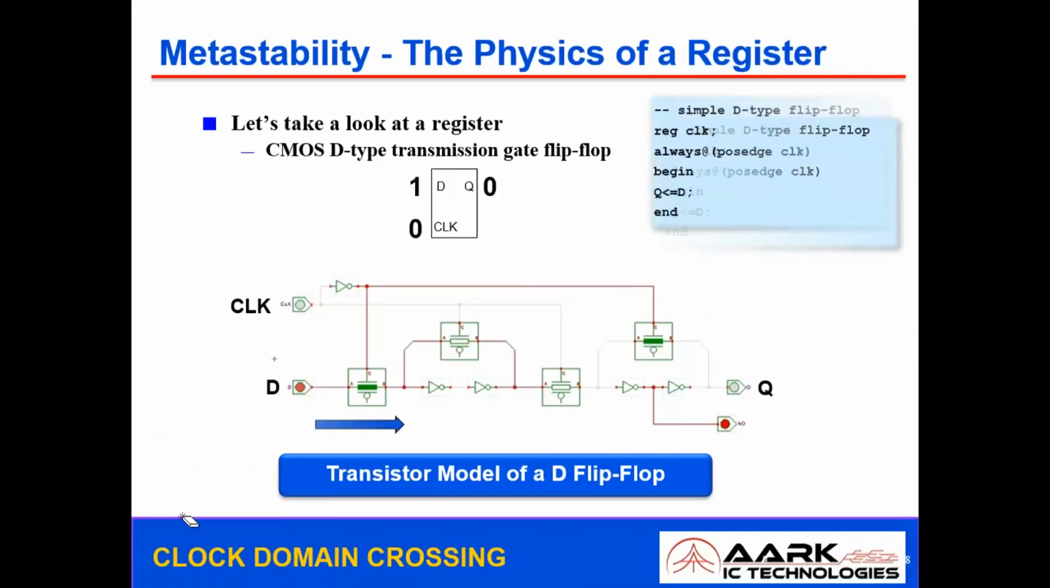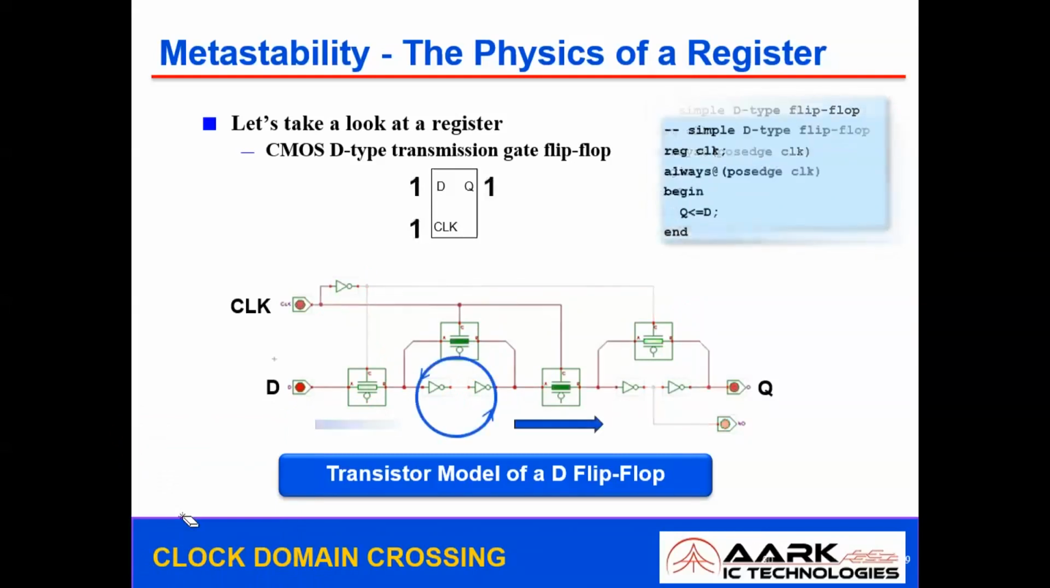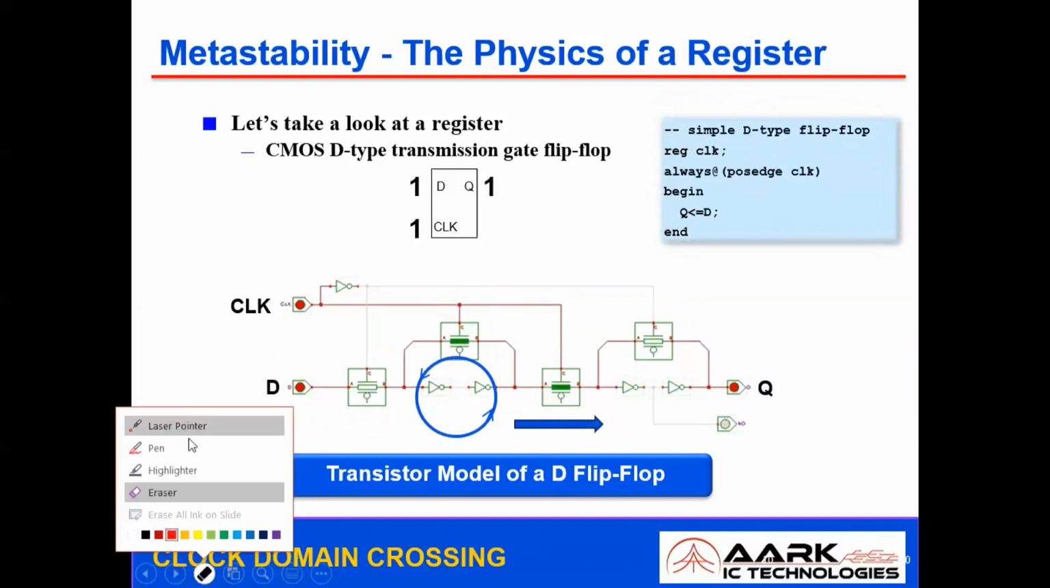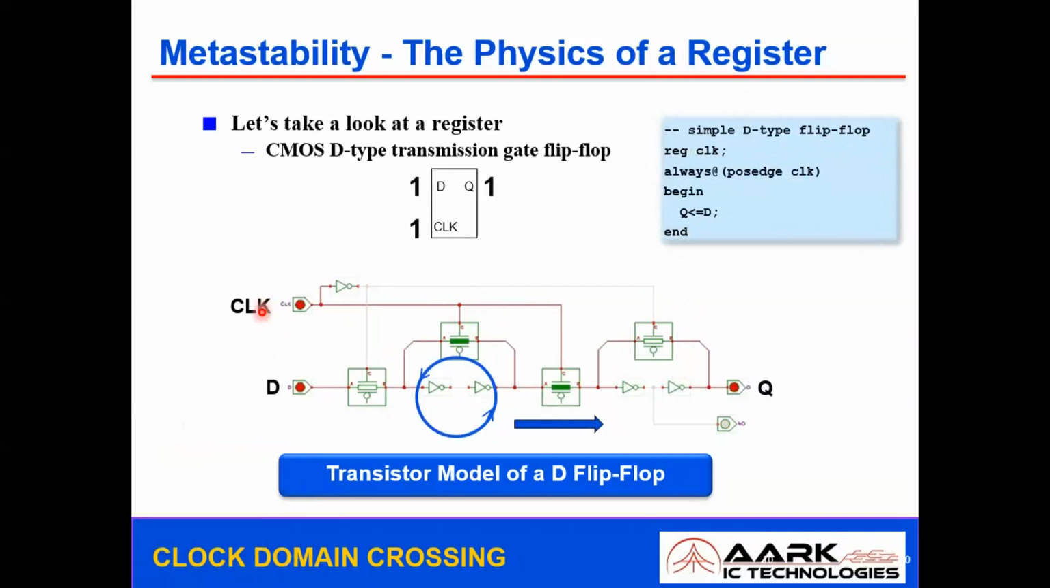Right. So now the data is passing. Now this is holding the data. Now if you look at this one, I've changed the clock signal from 0 to 1. And when the clock signal has changed from 0 to 1, this 1 is going to trigger these two transmission gates, and this disables these two transmission gates.